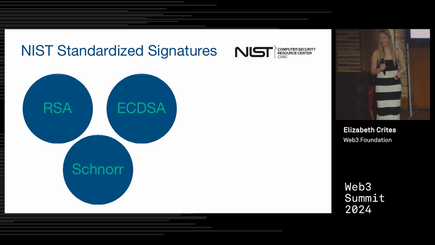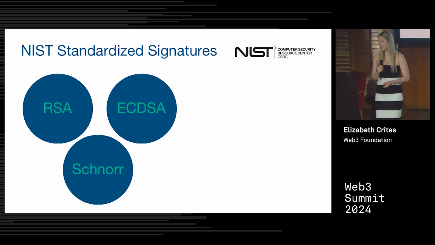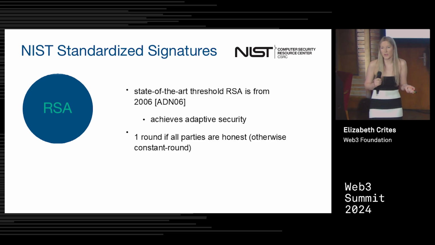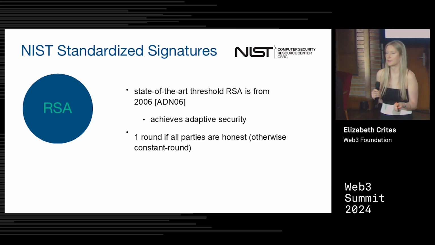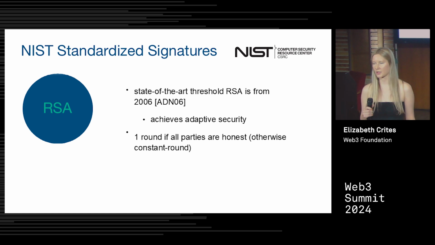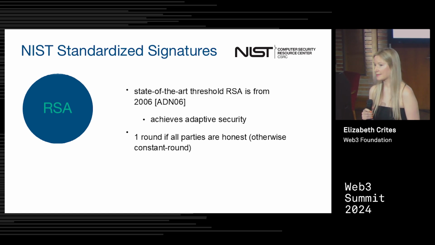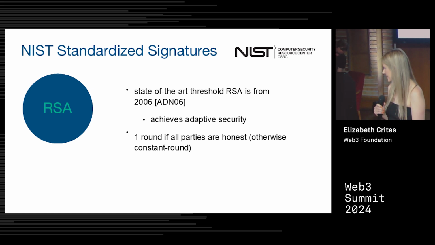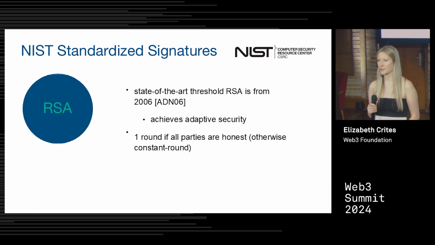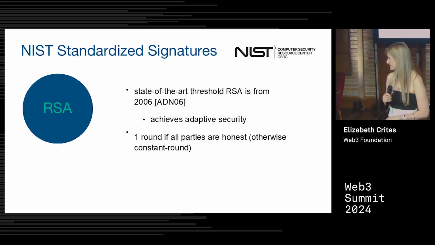There we go. So again, we have these three, and as far as threshold RSA goes, the state of the art in threshold RSA is a paper from 2006, and I will point out that it does achieve adaptive security. I mentioned RSA signatures are really large compared to ECDSA and Schnorr, but they do have some nice properties. They achieve adaptive security, and also they're just a single signing round if all parties are honest. If all parties are not honest, then it's a constant number of rounds.